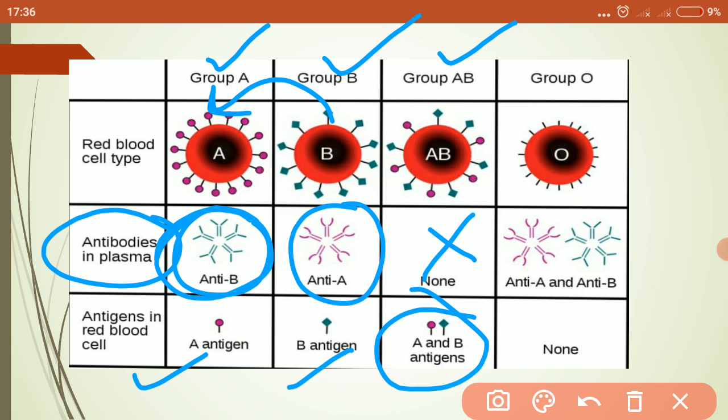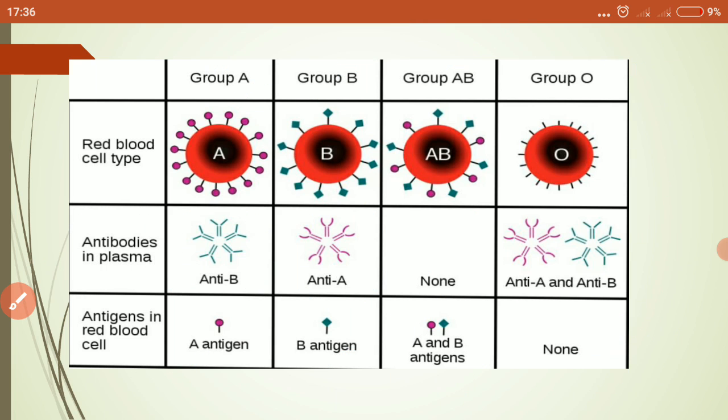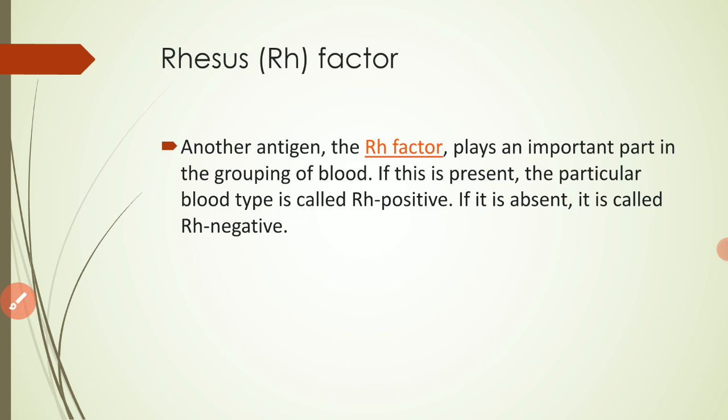Okay. But if the blood group is O, that means there is no antigen in the body, neither A antigen nor B antigen. In this case, there will be antibodies for both A and B antigen in this person, in the plasma. Okay, and now let us see what we mean by the rhesus factor.